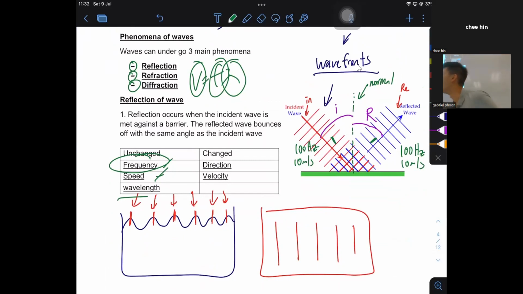Are you on the right page, by the way? Oh, you are. Okay, so guys, anyone with any questions for this part here?